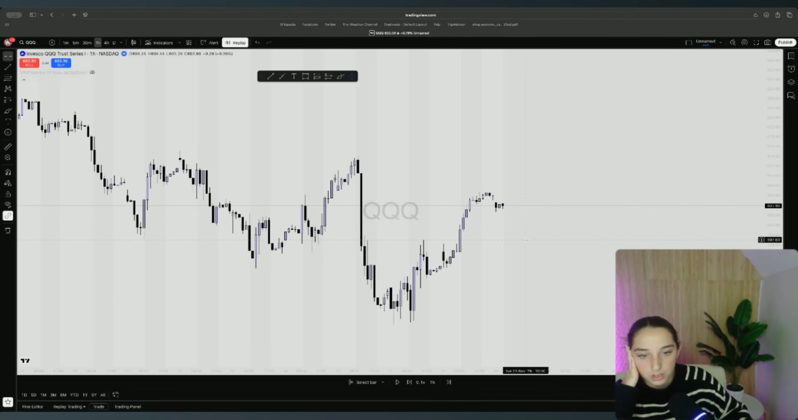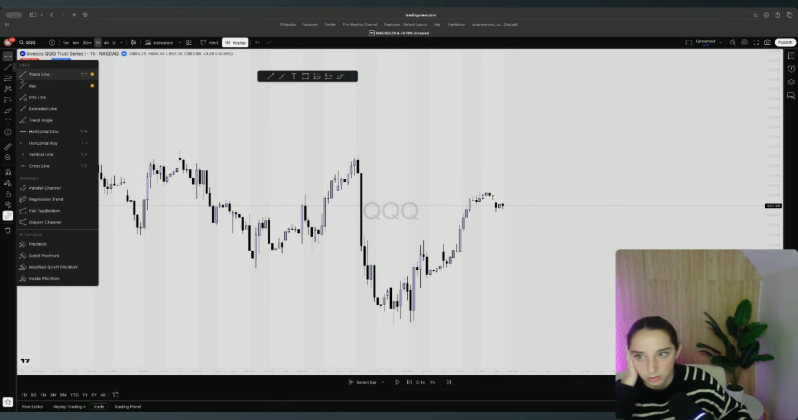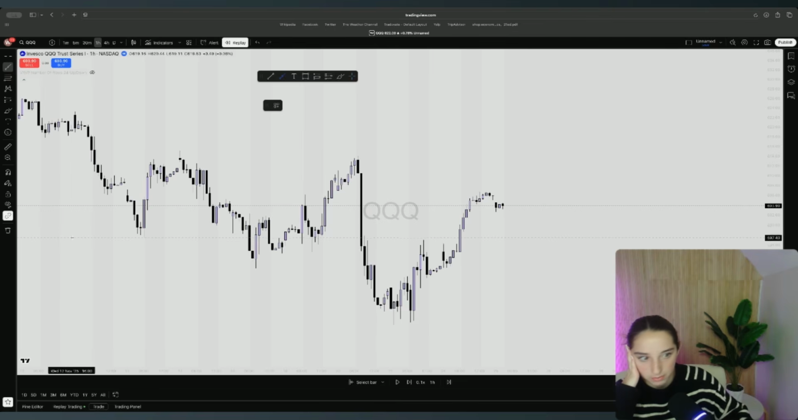So first thing I'm going to do is mark out some levels. The first one that I see here, which is going to be our support level, is back down around 597.